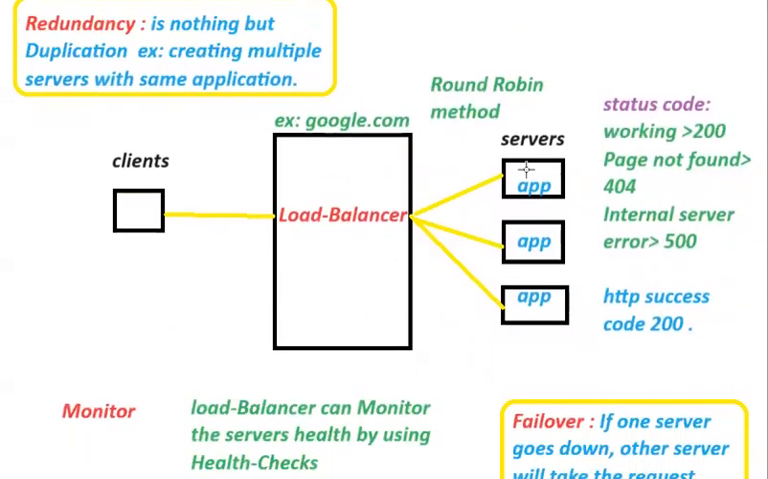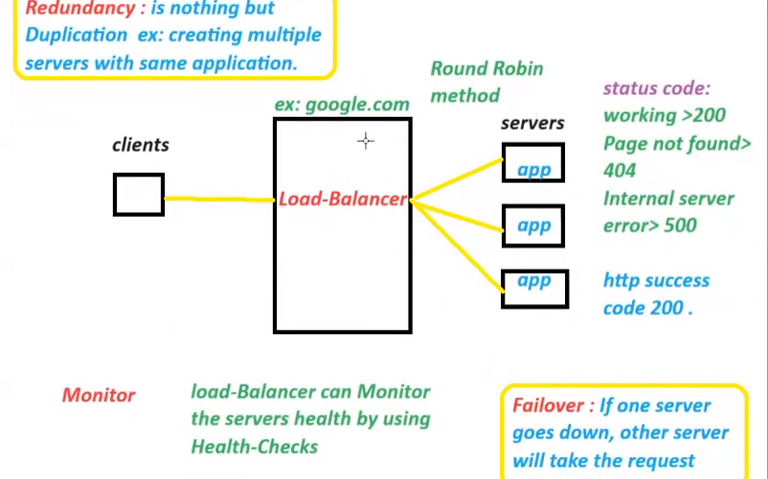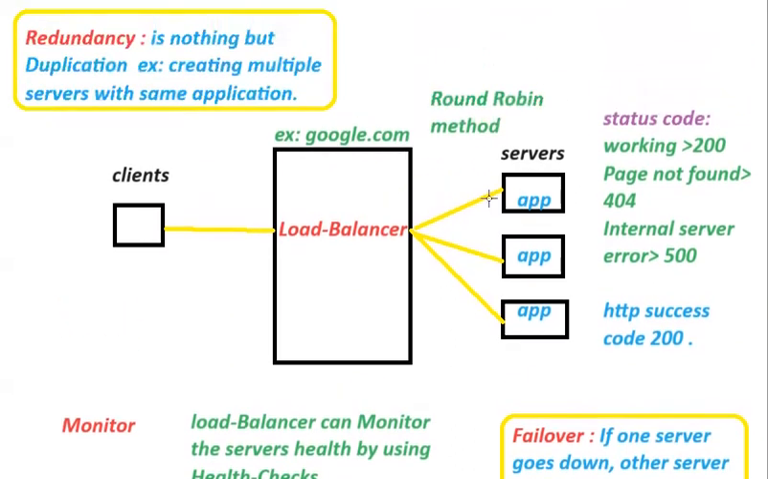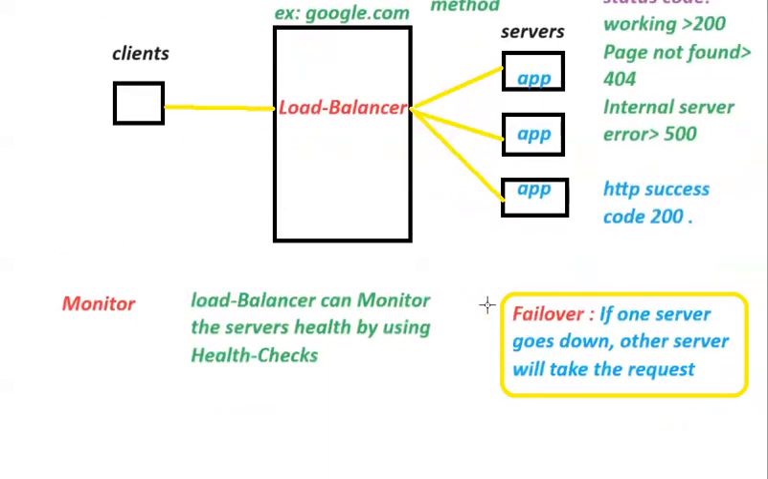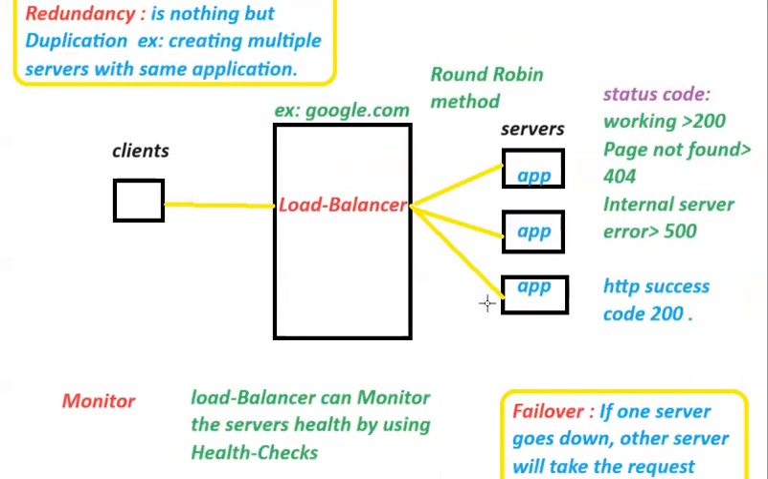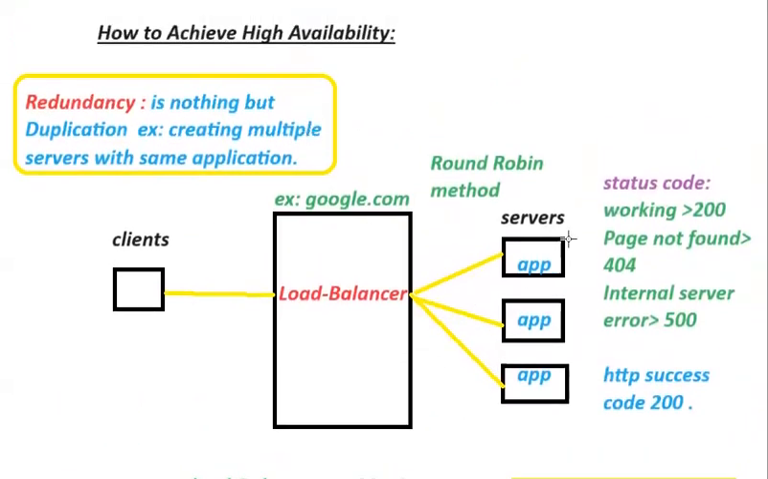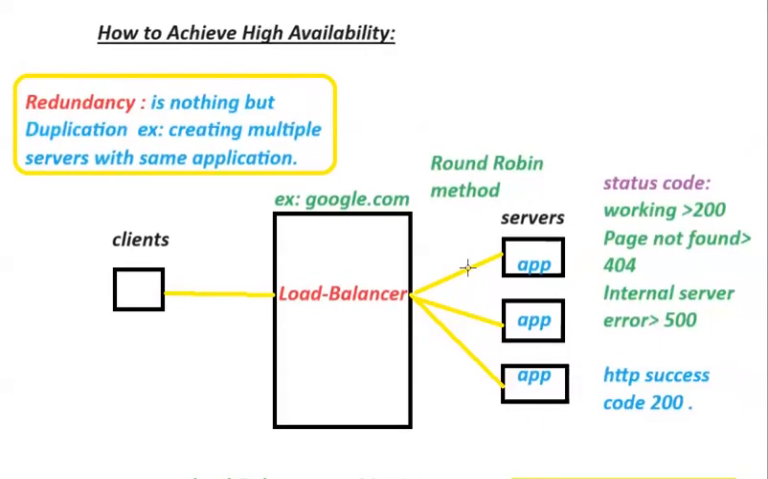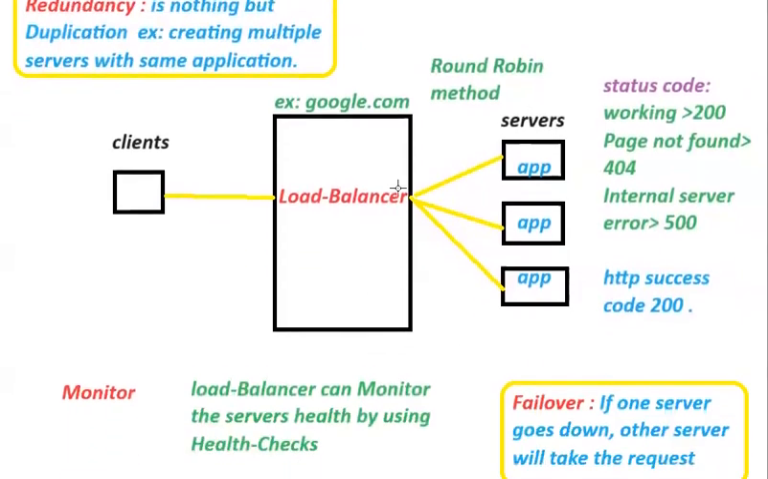So whenever the application is not available, what does the load balancer need to do? It needs to route the traffic to another server. What do we call that? We call that failover. That is also required to get high availability. When one application is failed, not working, or unhealthy, then the traffic must be routed to another application. That is nothing but failover, and it is required to achieve high availability.